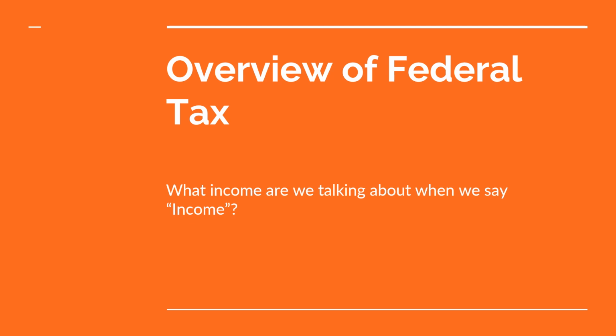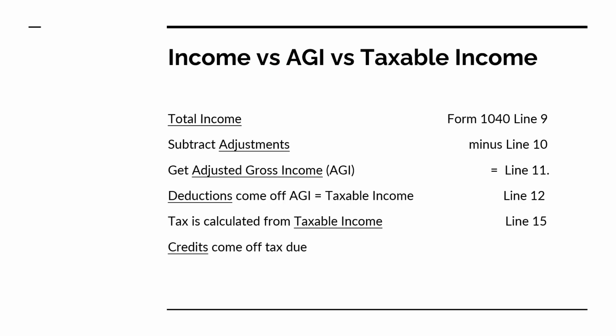We're going to do a brief overview of the federal tax, looking at the 1040 with particular attention to the use of the term income, which can mean different things depending on what we're talking about. So here we see that there are several different incomes on the 1040. The first is the total income on line 9. And of course, this only includes certain components that have been added into it.